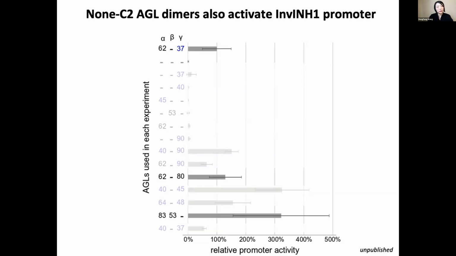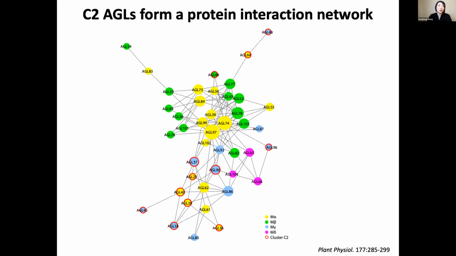To make the story short, we tested lots of AGL dimers. They all activated the promoter. As I mentioned earlier, those AGLs form dimers. This is a protein interaction network. We can see that AGL62 sits in the center of this interacting network. AGL62 happens to have a mutant phenotype in which the endosperm fails to cellularize.